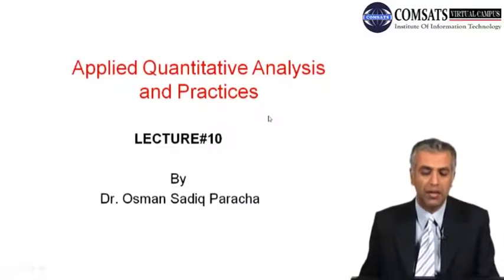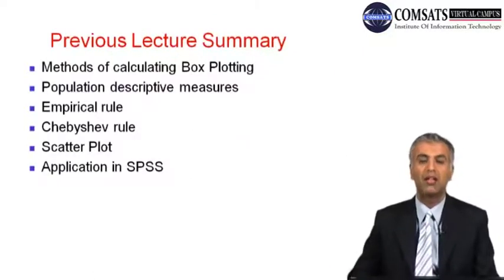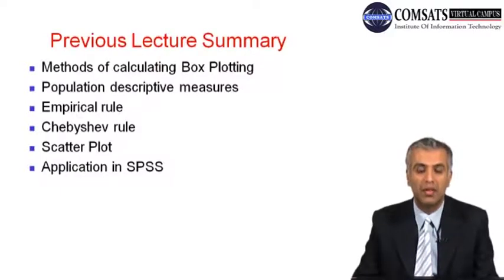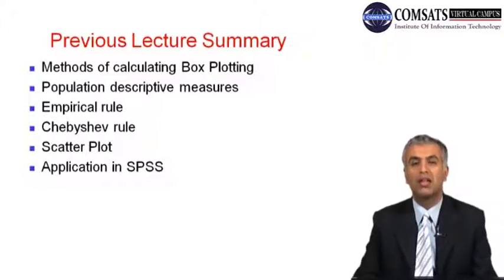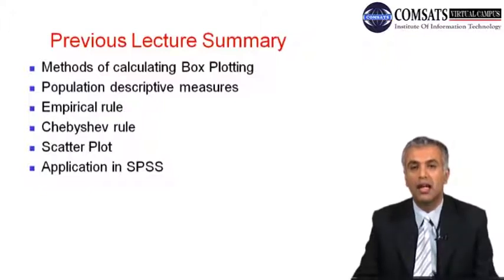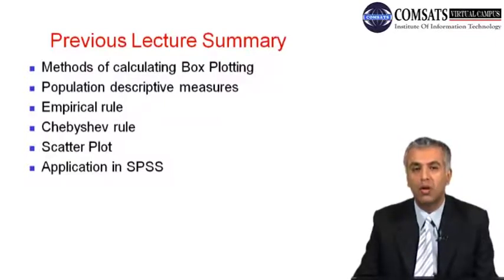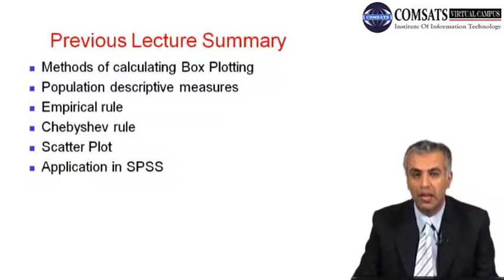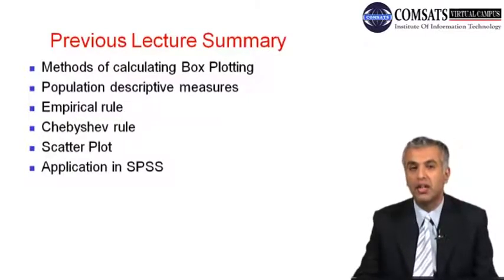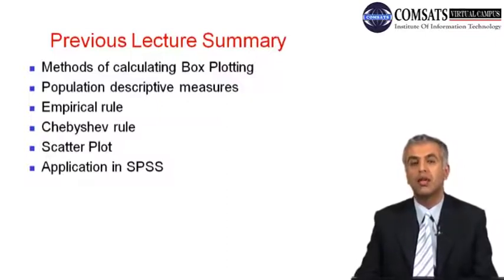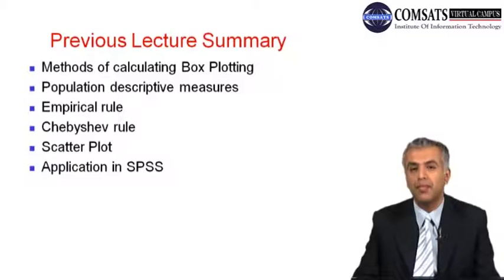Now in the previous lecture, let's have a recap of what we did previously. We went through the various methods of box plotting and how to calculate the various indicators used in box plotting, like the smallest value, then interquartile range, then first quartile, third quartile, and how these quartiles, when they are calculated, are plotted.